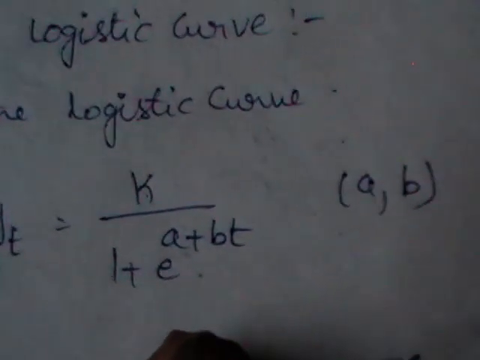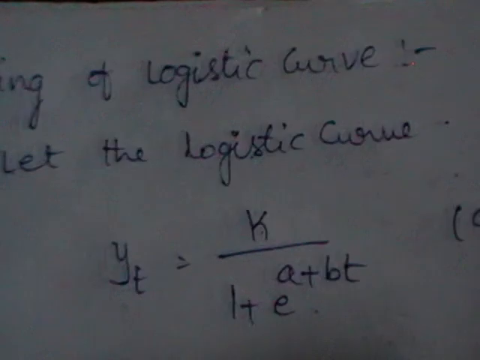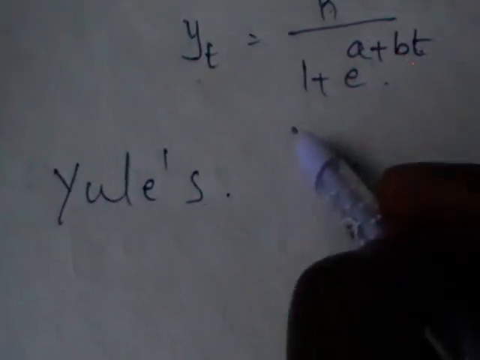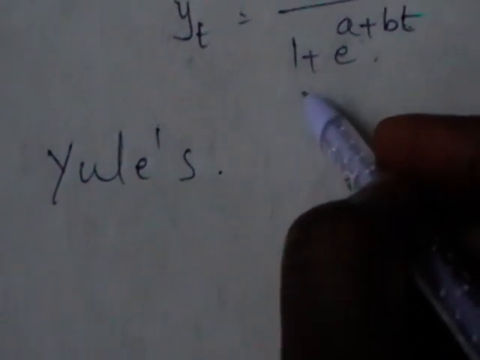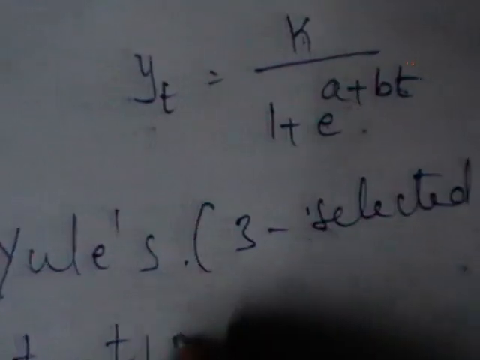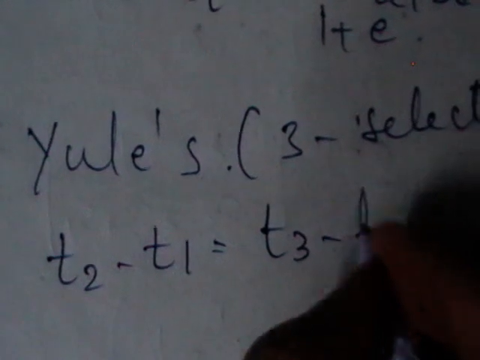So here we are going to use another method, which is Euler's method, for finding these two parameters. Under this method, again, likewise, this is the three selected points method. How we did in the three selected points, we are going to follow the same, taking three different points t1, t2, t3, such that t2 minus t1 is equal to t3 minus t2.